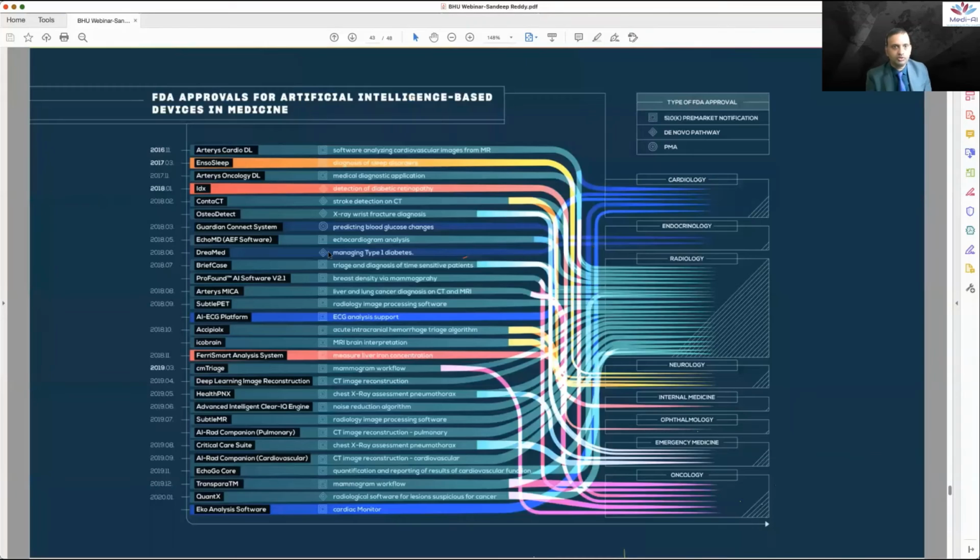So let's pause here for a moment. We've seen what AI can do in healthcare. We've also seen the challenges. We also talked about solutions. So let's take an assessment of what's happening around us in terms of AI in healthcare.